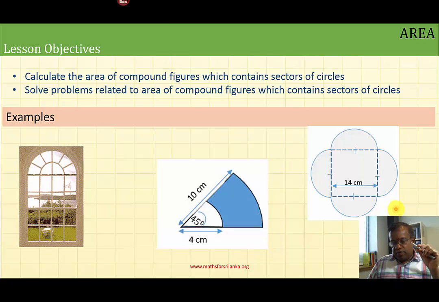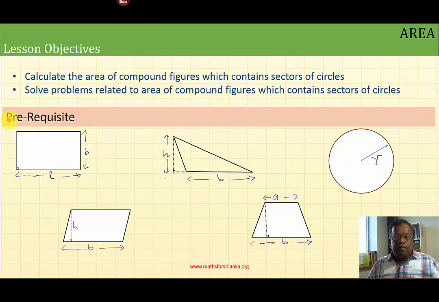And figure 3, this is a compound figure containing sectors, because four sectors are attached to a square of side 14 centimeters. So at the end of this lesson, we will be able to find the area of such diagrams or figures. Prerequisite: the things that we're supposed to know before we begin this lesson, or things that we learned in our previous classes.